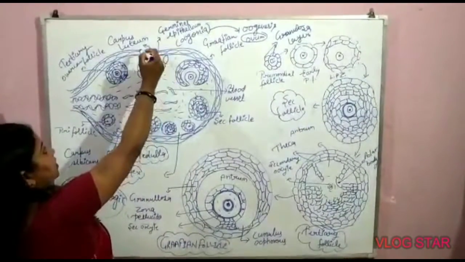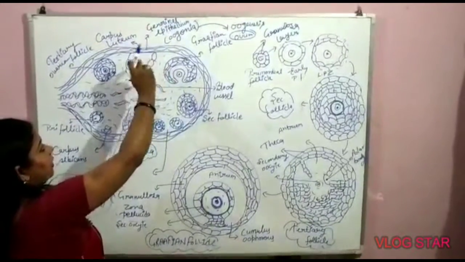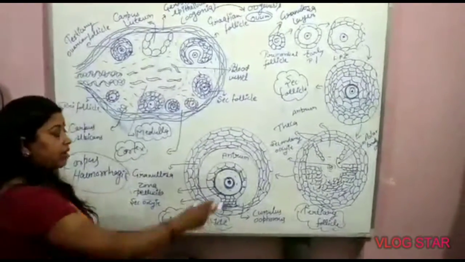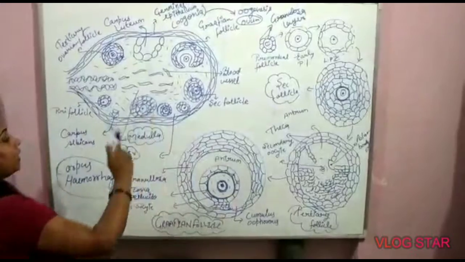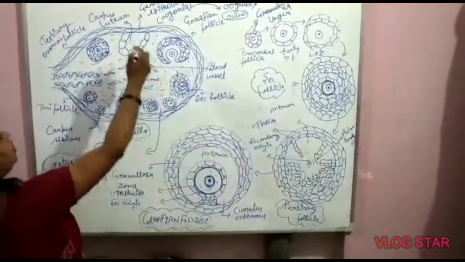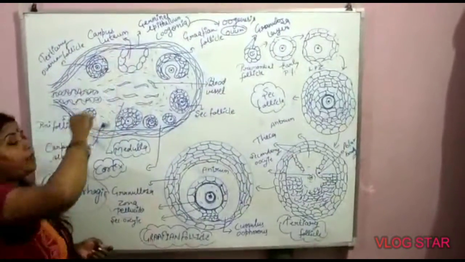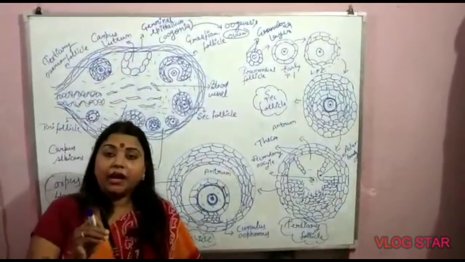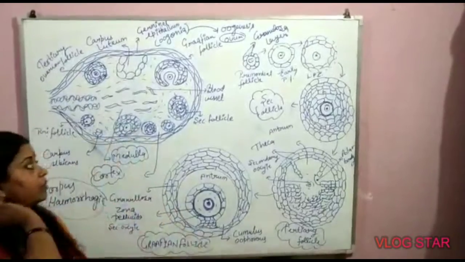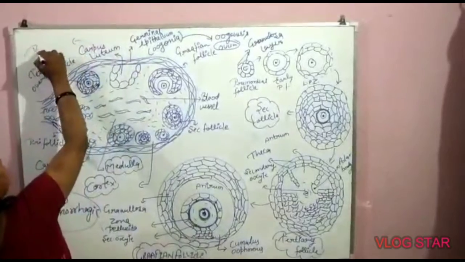The corpus luteum is a yellowish substance which is present inside the empty Graafian follicle. Empty means after ovulation, when the ovum is released from the ovary, this Graafian follicle becomes empty. At that time there is a red clot, called the corpus hemorrhagicum, and after some time it converts into a yellowish substance, named the corpus luteum. This corpus luteum plays a temporary endocrine role. Means for some time it secretes one hormone, that is progesterone.